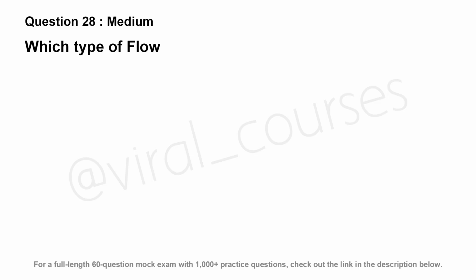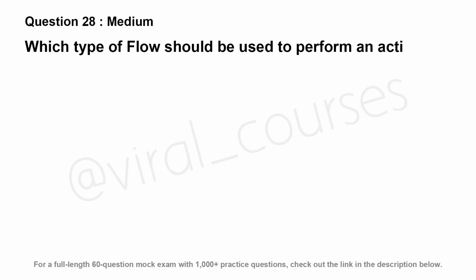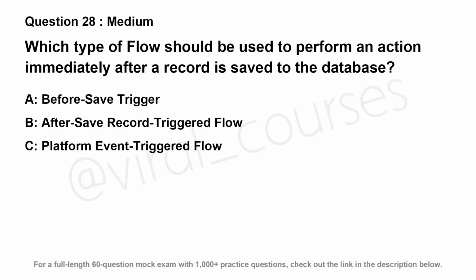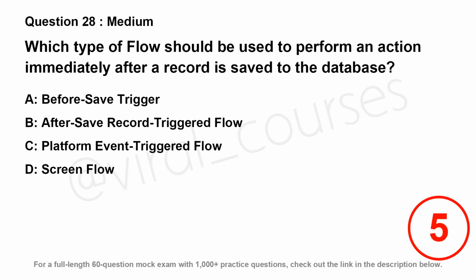Which type of flow should be used to perform an action immediately after a record is saved to the database? Option A, before save trigger. Option B, after save record triggered flow. Option C, platform event triggered flow. Option D, screen flow.